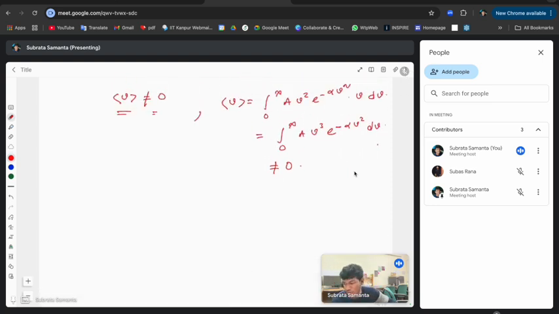Now if you compute 1 over V average, let's say I compute 1 over V average.